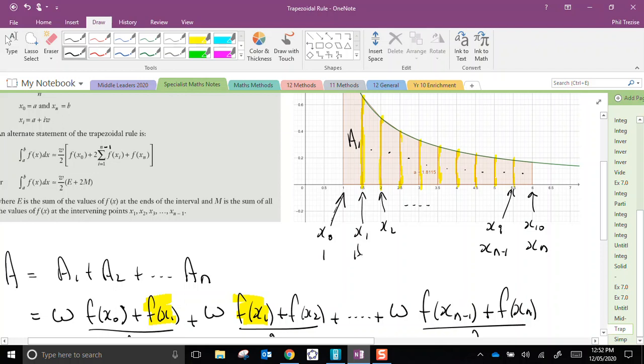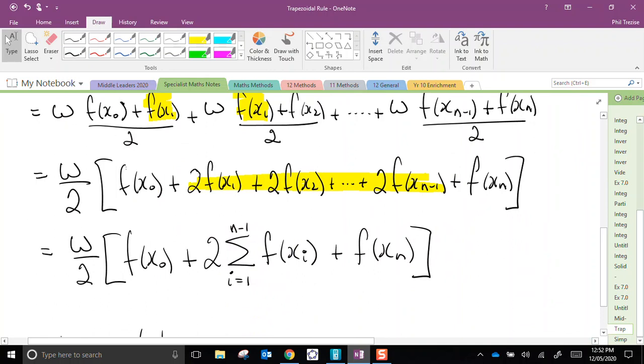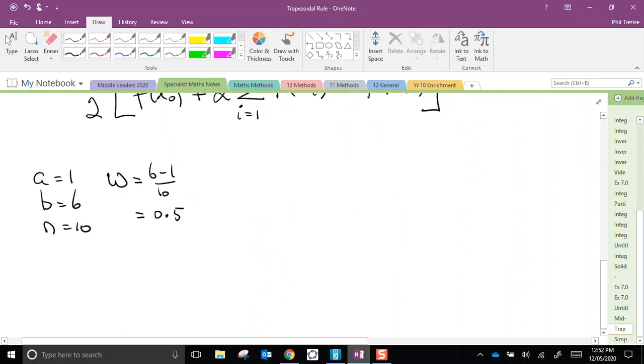x1 equals 1.5. x2 equals 2. All the way along, until I get to 5.5 and 6. So these are the bits here that I have to worry about in my summation. The x0 value of 1 and the x10 value of 6 appear as separate parts of my formula.